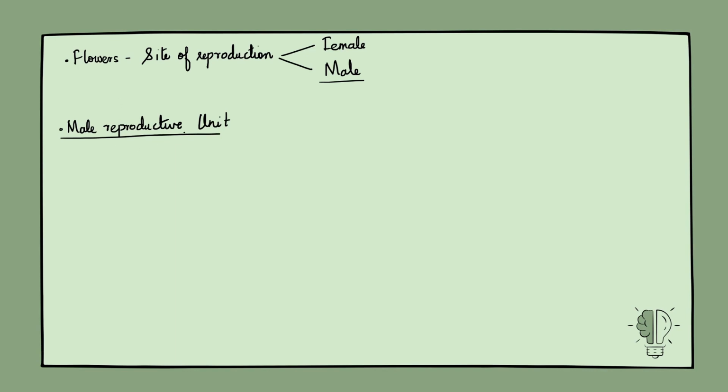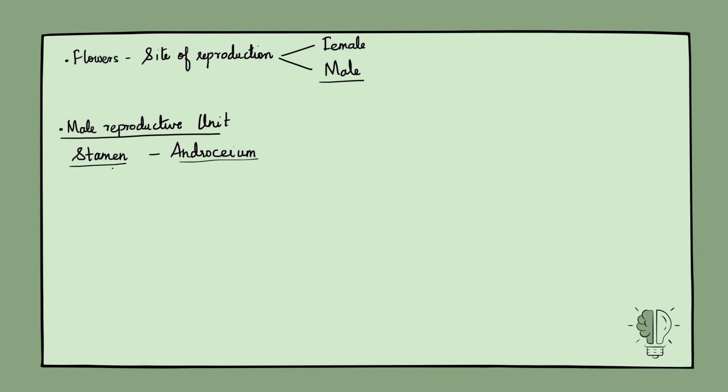Now the male reproductive unit in a flower is called the stamen, and it is also known as androecium. So the male reproductive unit of a flower is called stamen, and it is also known as androecium.